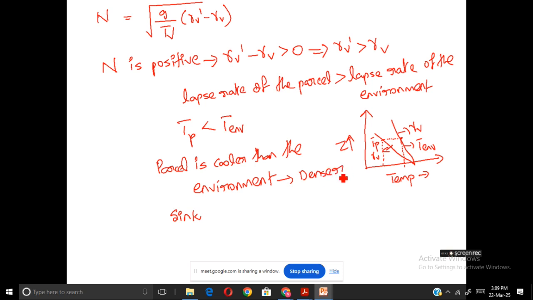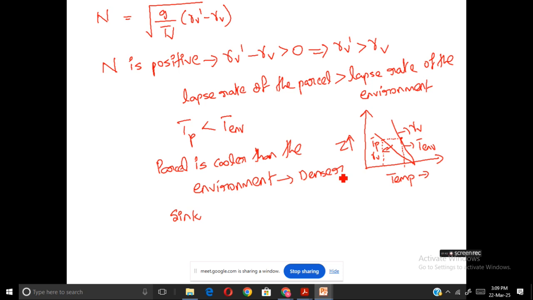So that is the first case. When n is positive, we are having real solutions to the second order differential equation. N positive basically means the lapse rate of the parcel is greater than the lapse rate of the environment. So the parcel is having a higher lapse rate. It basically means at any particular pressure level, the temperature of the parcel will be less than the temperature of the environment, which means the parcel is cooler, denser, and will have a tendency to sink.